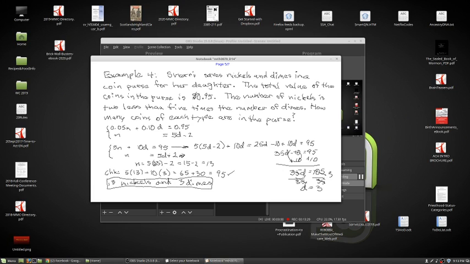So then we go back over here. N then is going to be equal to 5 times 3 minus 2, or 15 minus 2, or finally 13. So that means we have 13 nickels and 3 dimes. If we check that, 5 times 13 is 65, 10 times 3 is 30, 65 and 30 is equal to 95.